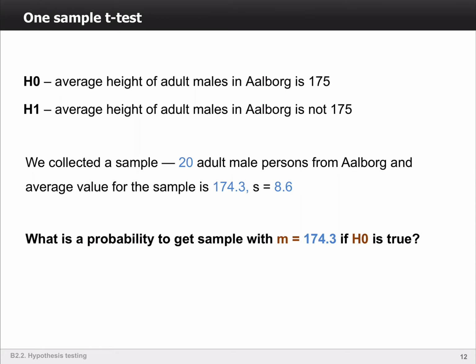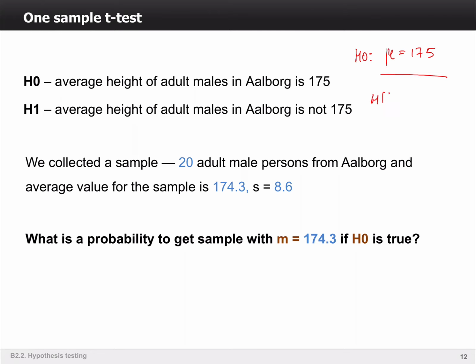That's another example with all these males from Olberg. So the simplest hypothesis will be if we compare the parameter with the particular fixed value. It's very rarely when you use it for average values. Usually you test either that it does not exceed or it's smaller or equal than given. But let's start with this one, because I think it's easier to understand how it works. So that's our null hypothesis.